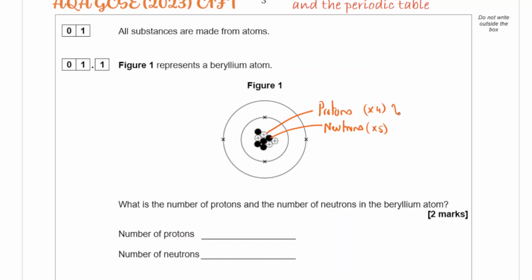Together, protons and the neutrons form the nucleus. That's the electrons on the outside in shells, and there is 4 of them as well. That's the energy level or shells. So protons is 4, neutrons is 5.